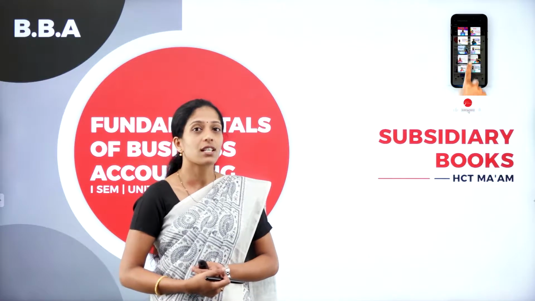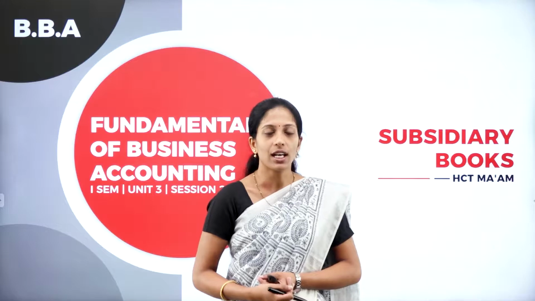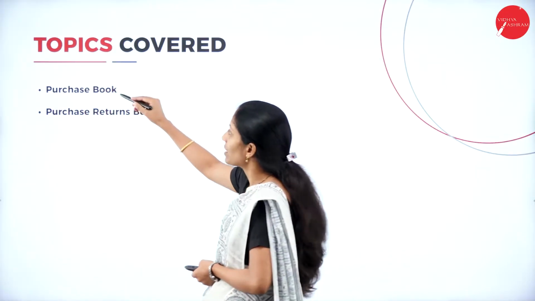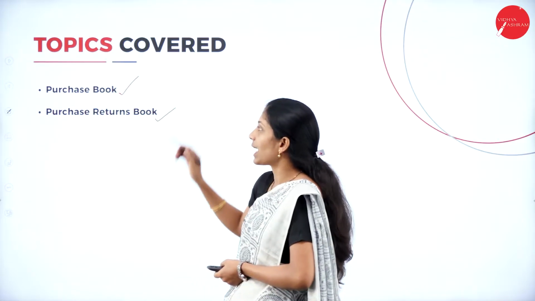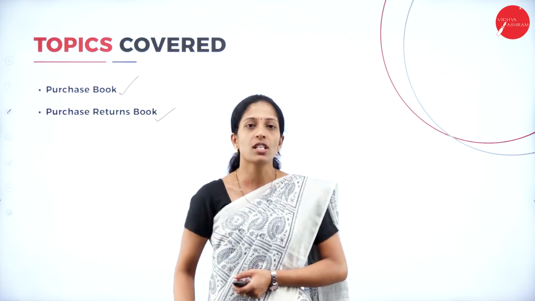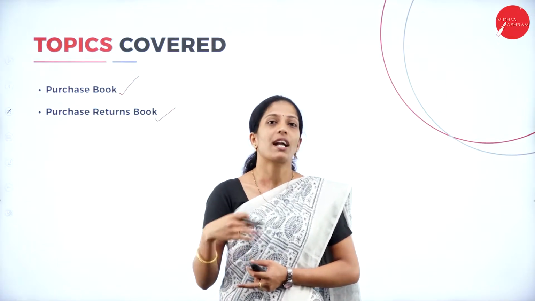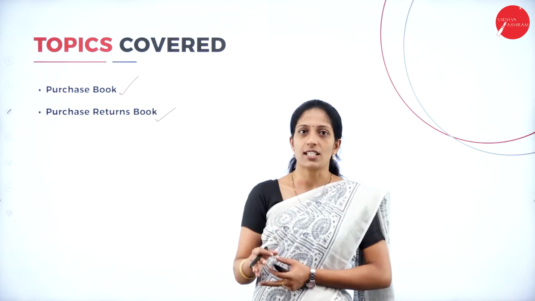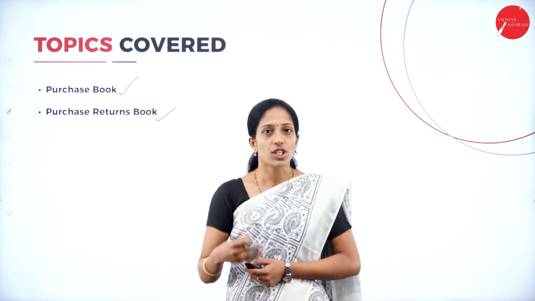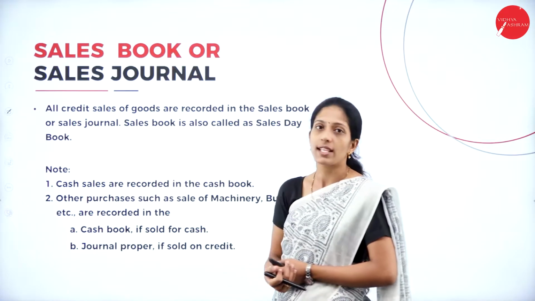So already we have discussed 2 of the subsidiary books. Let us quickly recall what we discussed in the previous session. We learnt about the purchases book as well as the purchase returns book. These are the 2 important subsidiary books where we learnt the meaning of the purchase book, its format, and we solved a few problems on it. In the same way on the purchase returns book also. In today's session, we shall continue with a few more subsidiary books, that is the sales book or sales journal.